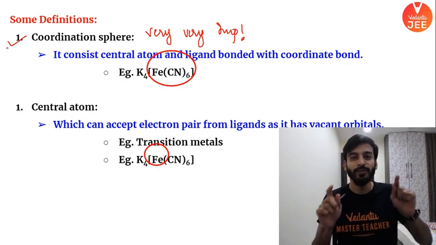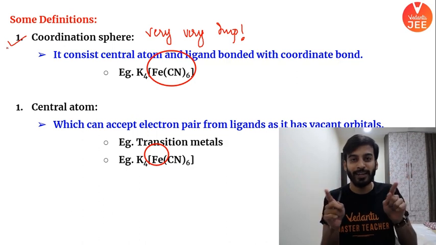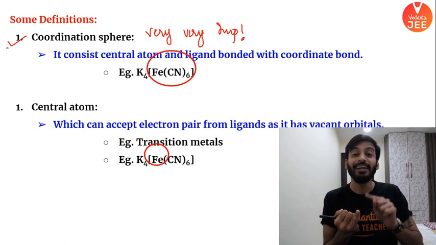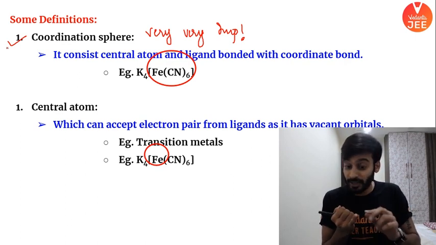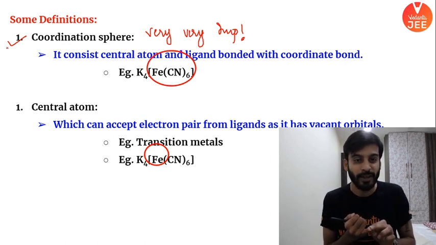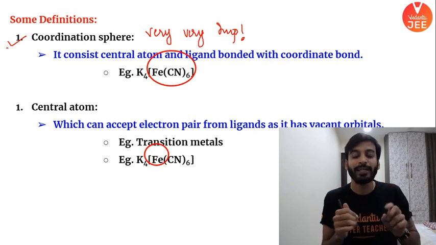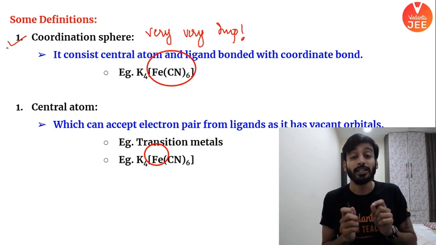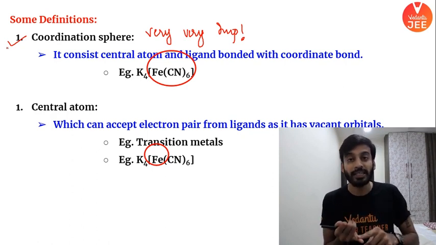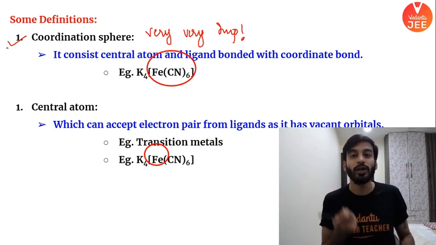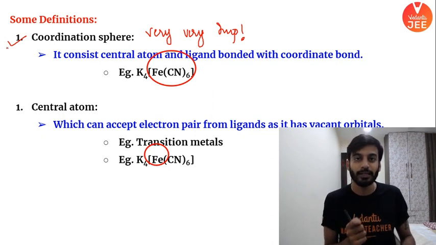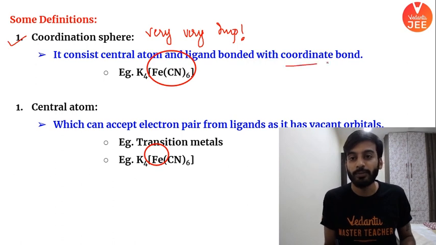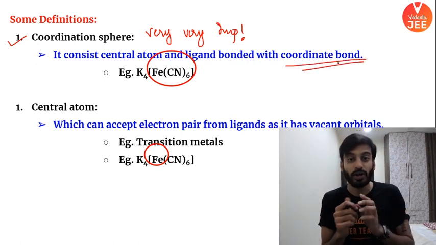What is coordination sphere? This square bracket you see, beta. What is present inside the square bracket? That is the central atom and the ligand, and they are linked by a coordinate bond. Whatever is inside the square bracket, that is your central atom and ligand. That entire entity is called the coordination sphere. So it contains the central atom and the ligand, connected with the help of coordinate bonds.